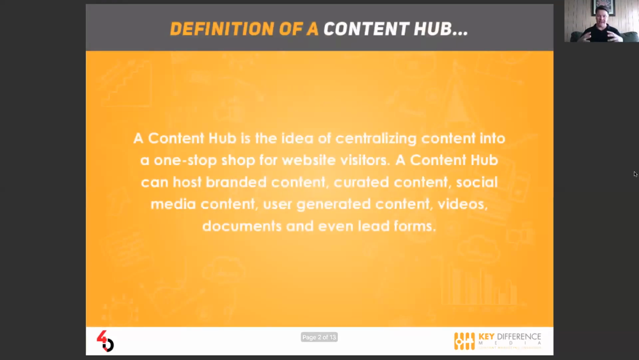And when we do that, we centralize that content, because the very definition of a content hub is the idea of centralizing content into one place for your website visitors, without password protection like a member site, which has protected content. This is content that you're encouraging people to come digest, share, and engage with. This is the honeypot where you're drawing everybody to. It's often hosting your branded content, curated content, social media content, user-generated content, video, documents, and lead forms.